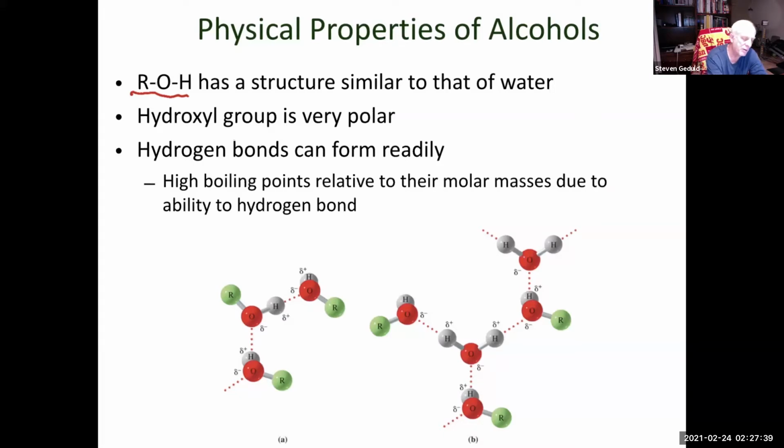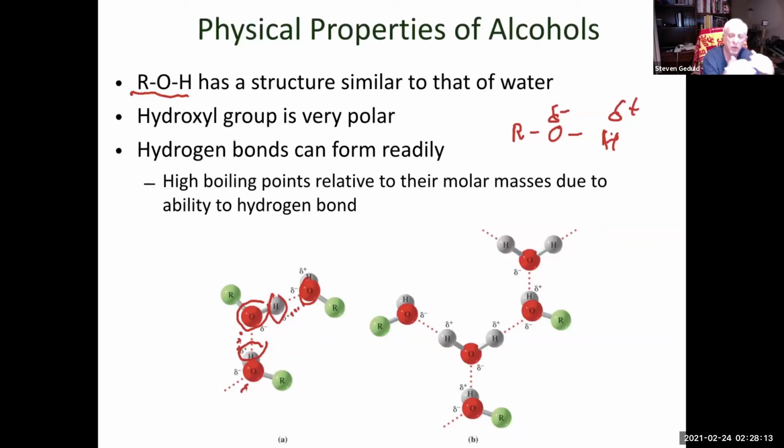So when you have an ROH group, remember oxygen is more electronegative than hydrogen, so it pulls electrons toward it. You get delta minus and delta plus. Delta just means a small charge. So the hydrogens have a positive charge and the oxygens have a negative charge. Opposite charges attract. So the oxygen of one alcohol attracts the hydrogen of the other, and the hydrogen of one alcohol attracts the oxygen of the other. And it makes these hydrogen bonds between the molecules.